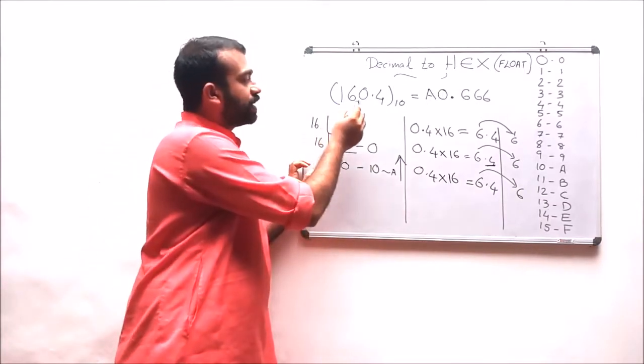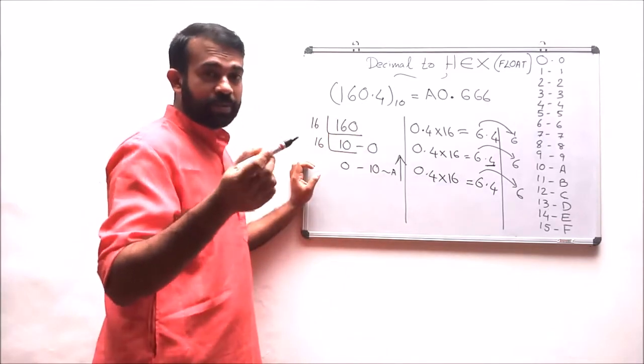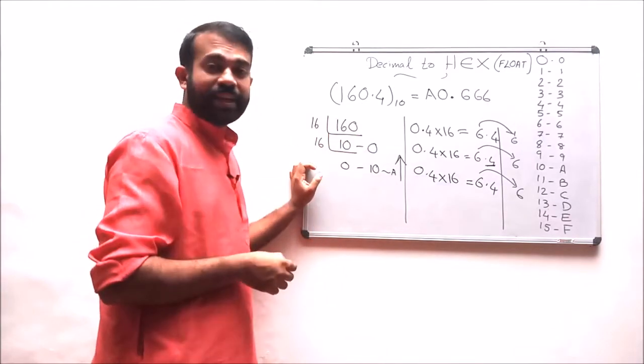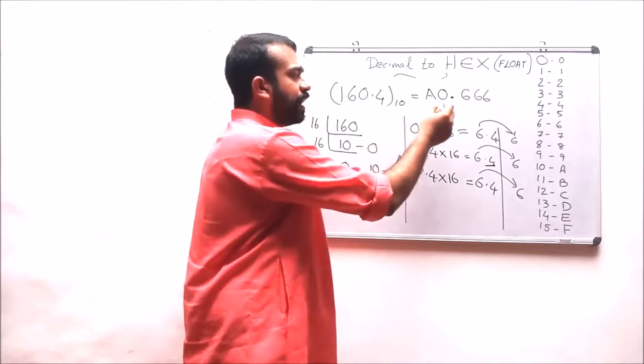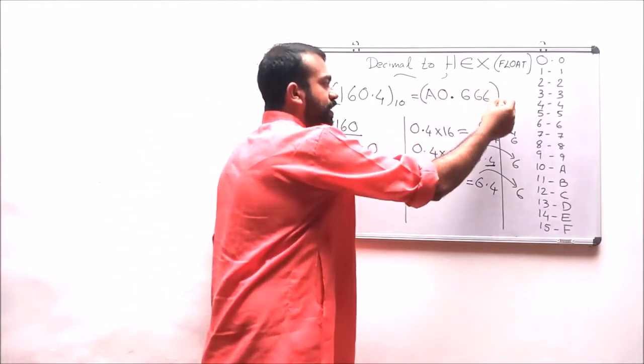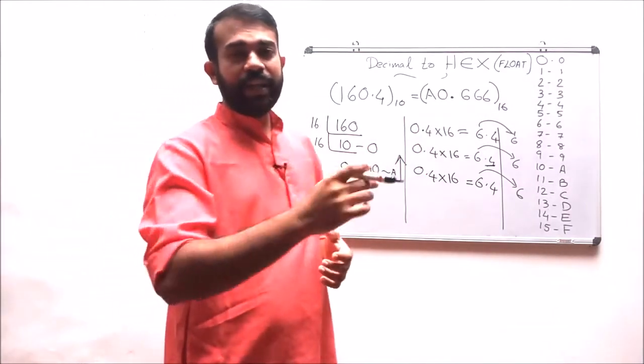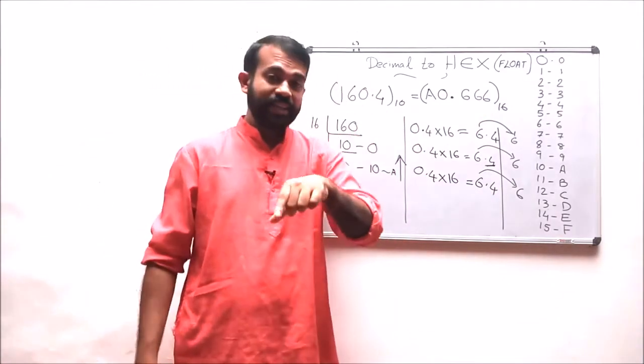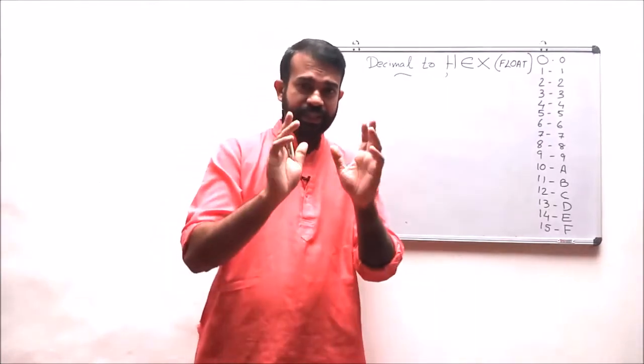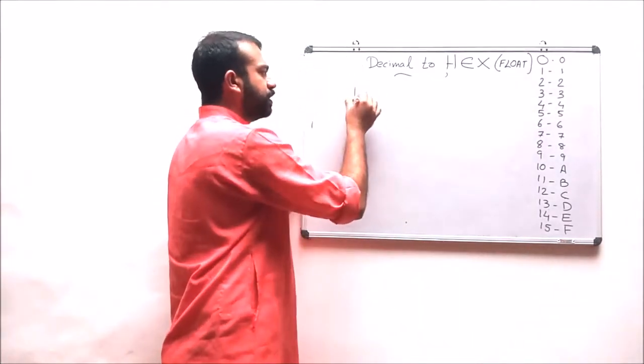So the decimal number 160.4 can be represented in hexadecimal as A0.666 to the base 16. So this is how we convert a decimal fraction into a hexadecimal equivalent. So my dear students, consider one more example.